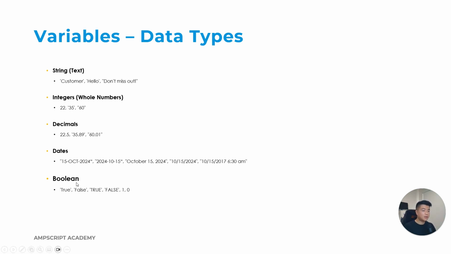In terms of Boolean fields, so Boolean is your true or false. That's one of the data types that you can set in your data extension. If you want to set it as a value for a variable, you can use single quotes, true, false, or even in all uppercase, all caps, true or false. I think the most useful one is 1 or 0. This is something that I personally use. 1 is actually the equivalent to true, and 0 is the equivalent to false. It's just a lot easier when you're writing code.